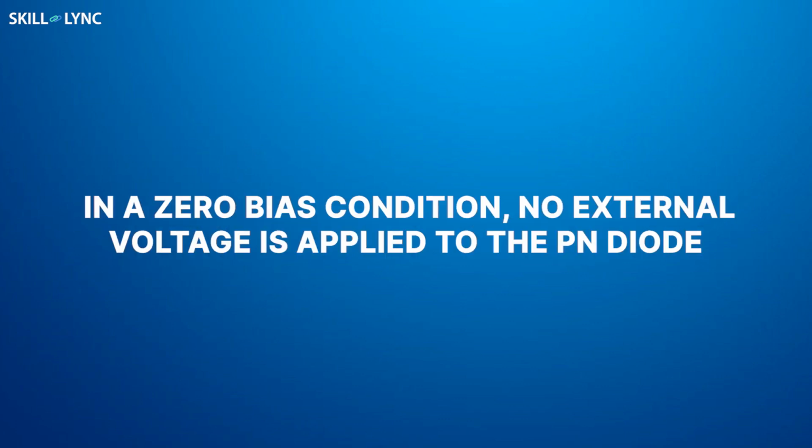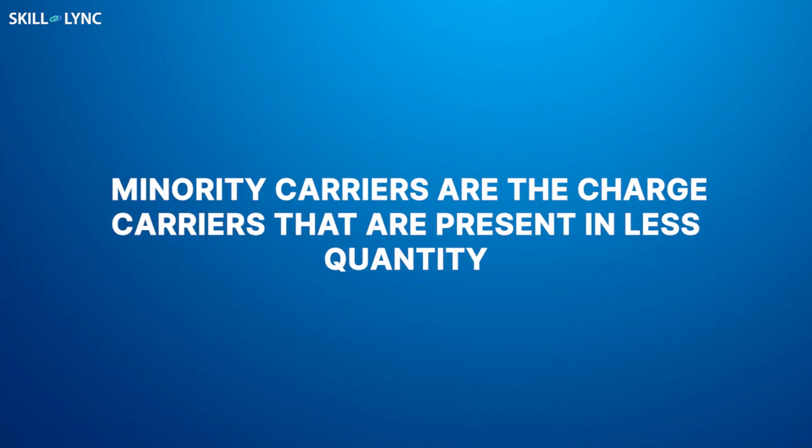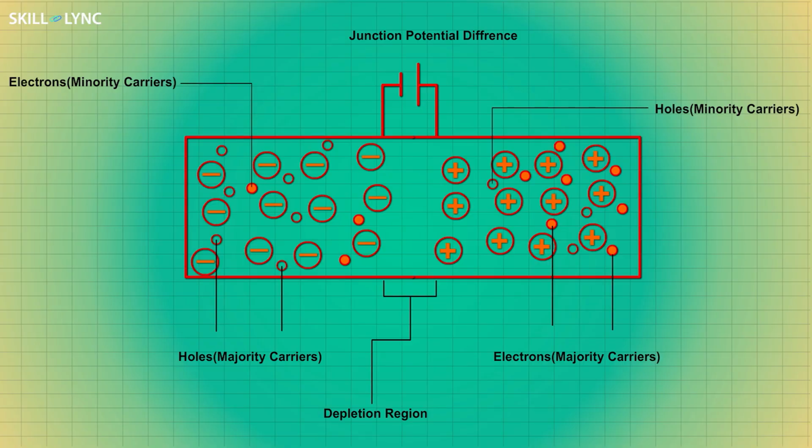In a zero bias condition, no external voltage is applied to the PN diode. Thermal excitation or optical excitation basically gives energy to the electrons to conduct in the form of heat or light. Minority carriers are the charge carriers that are present in less quantity. In the P side, the minority carriers are electrons, and in the N side, the minority carriers are holes. When the junction potential is formed, these minority carriers, which are electrons in the N side, flow towards the P side. This leads to the formation of an equilibrium between the two sides. Under this equilibrium, no current flows through the PN diode.